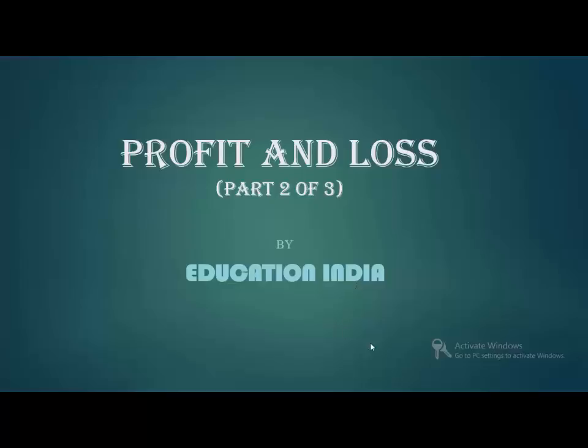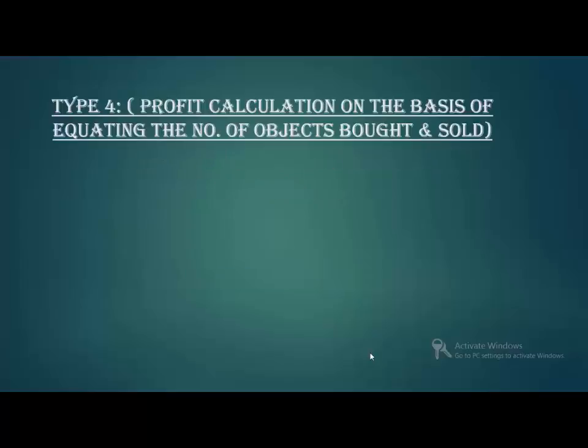In this part, we will deal with some more types of problems than we have discussed in the first part of the video. Continuing on the previous part, this type of problem deals with the case when the number of objects bought and sold are different.